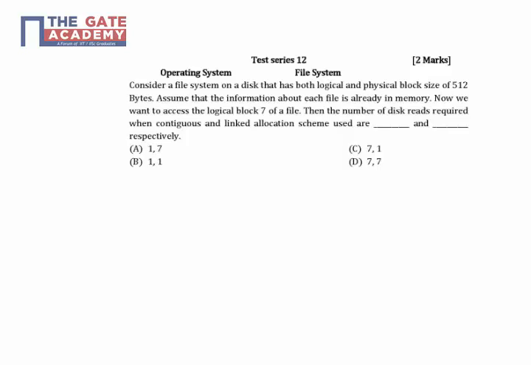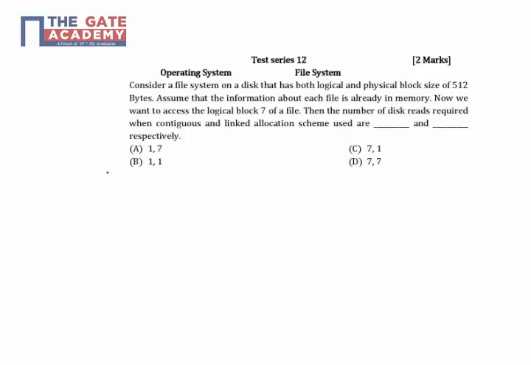One file system is given. That particular file system has a block size equal to 512 bytes. Now we will have to access block number 7 in the file, and that can be accessed in two different allocation schemes, contiguous and linked. And now they have asked how many times we will have to access the disk to get that particular seventh block.